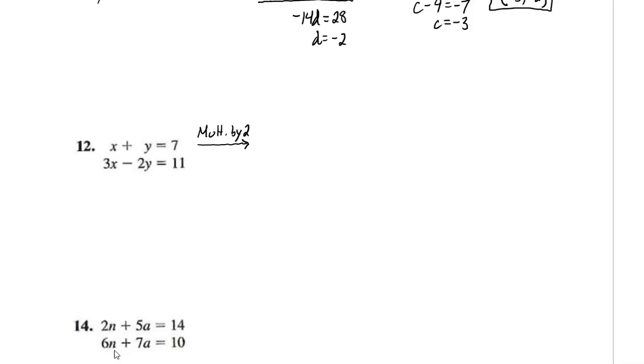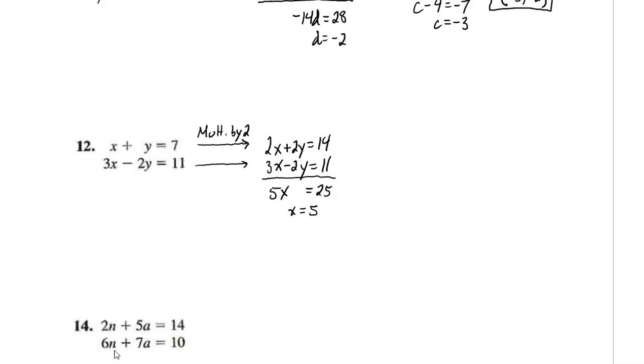Here's what the first equation changes into. 2x plus 2y is equal to 14. Then rewrite the second equation with no changes. Notice how the y terms are now opposites. So when you add together, it makes 5x is equal to 25. Therefore, x is equal to 5.